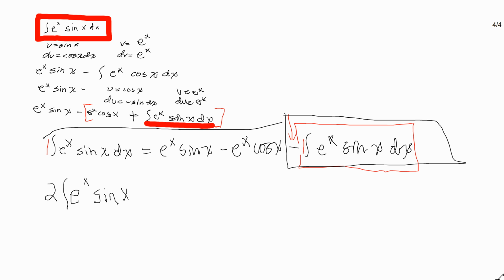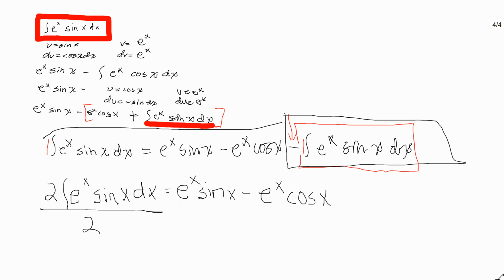Sine of x dx is equal to e to the x sine of x, minus e to the x cosine of x. All right, now what? Divide by 2. That's right, class.